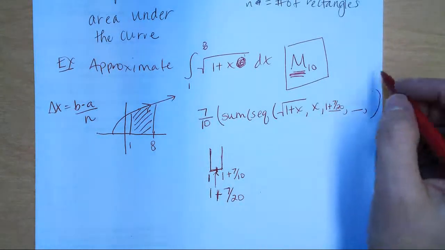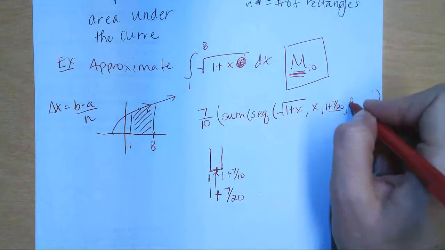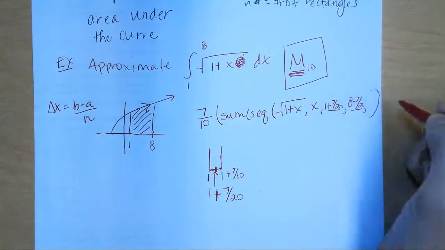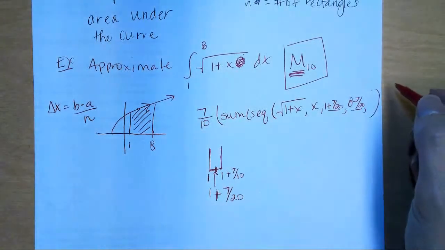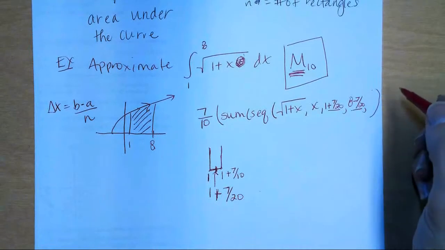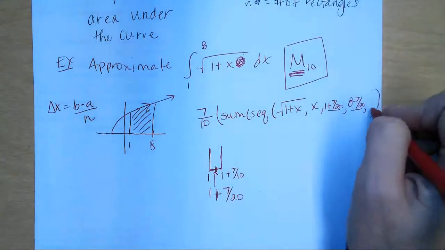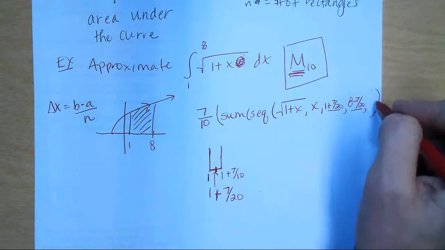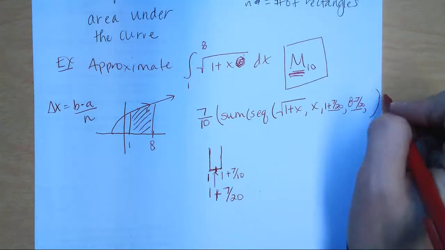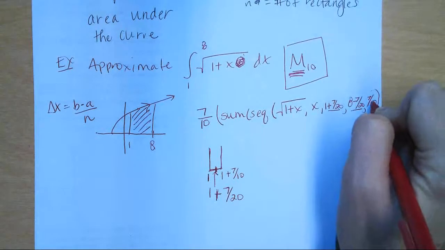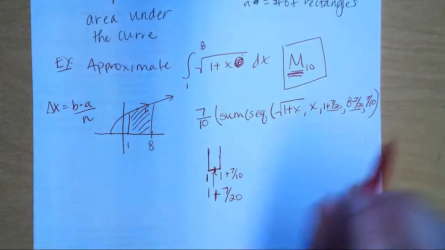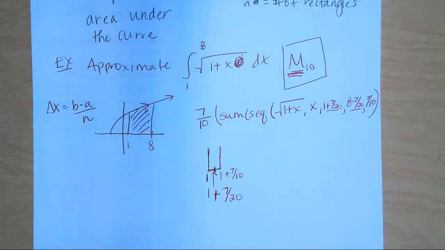Now where is this going to end? It's going to be 8 minus 7/20. That's where it's going to end, the last height you want to calculate. And then this last part over here is the change in x. And what was the change in x? 7/10. Okay, go ahead and plug this in your calculator just for extra practice. Let's see what you get.